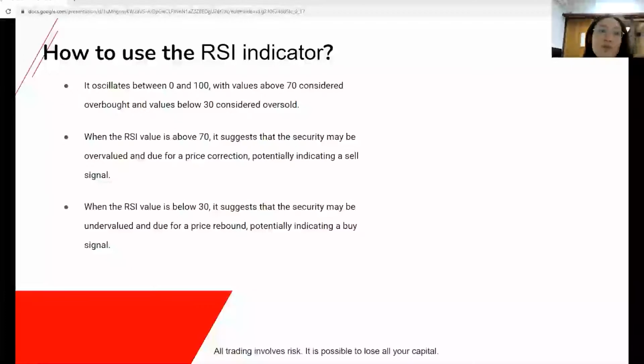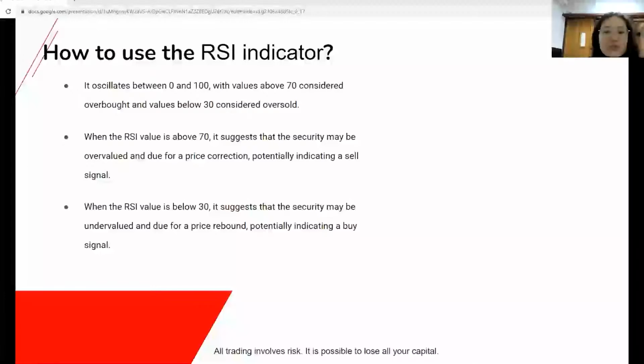So why is it overbought? It's because when the RSI value is above 70, it suggests that the security is overvalued and due for a price correction. So it's potentially indicating a sell signal. But when the RSI value is below 30, it suggests that the security may be undervalued and due for a price rebound, potentially indicating a buy signal.